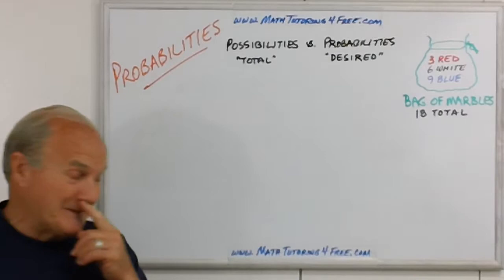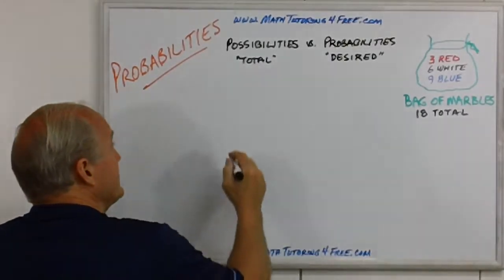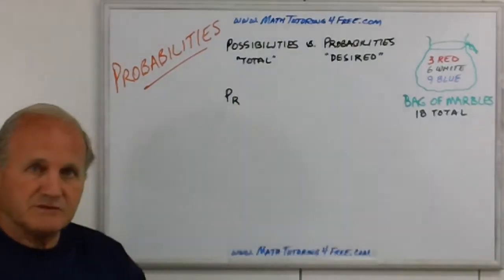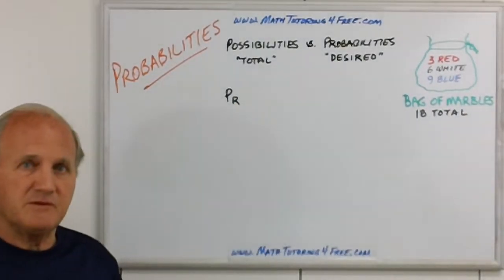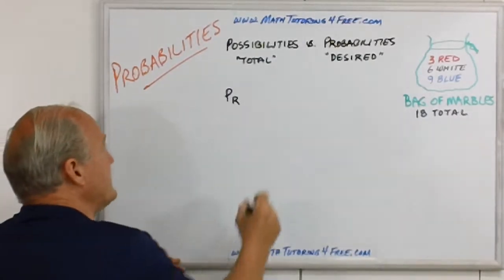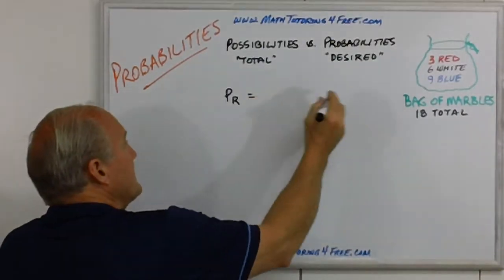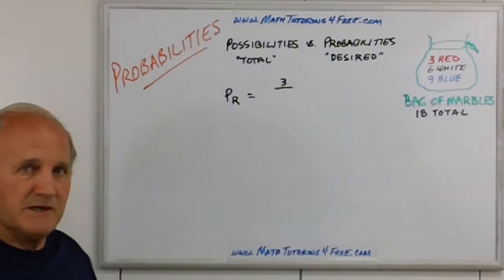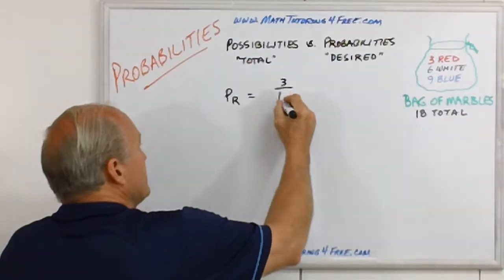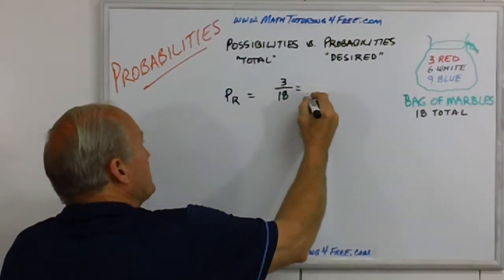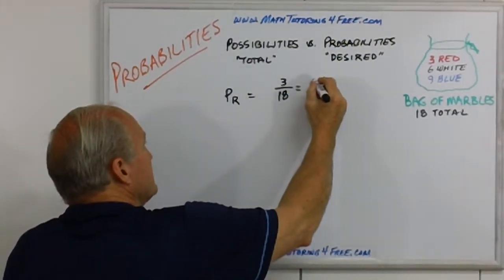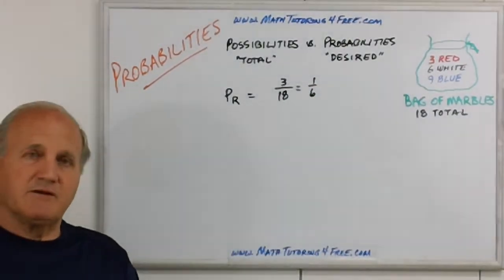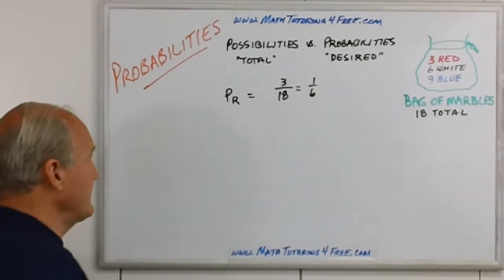Now when we talk about the probability of selecting a red marble, just reaching in the bag, they're all mixed up, we pull out 1 marble. The probability of it being a red marble would be the number of red marbles, which is 3, over the total number of marbles in there, which would be 18. We can reduce that fraction to 1 over 6. So the probability of pulling out a red marble would be 1/6.